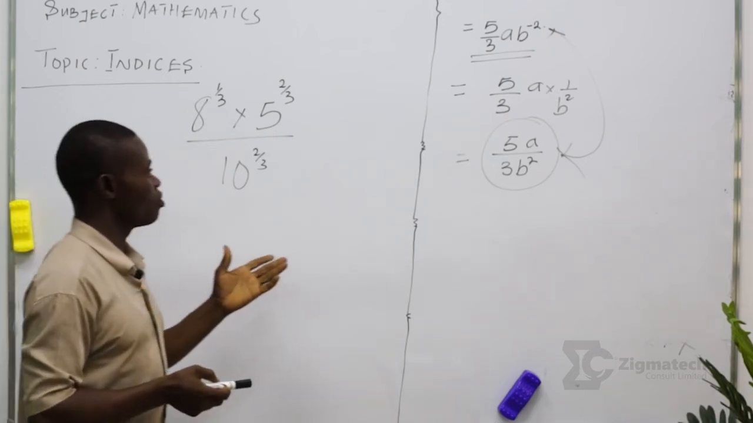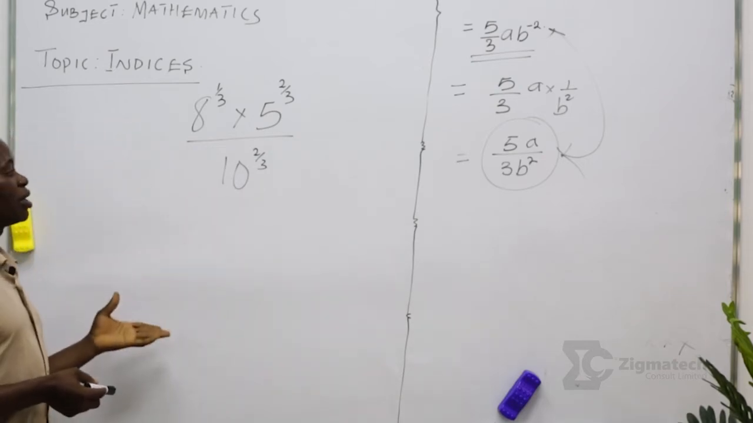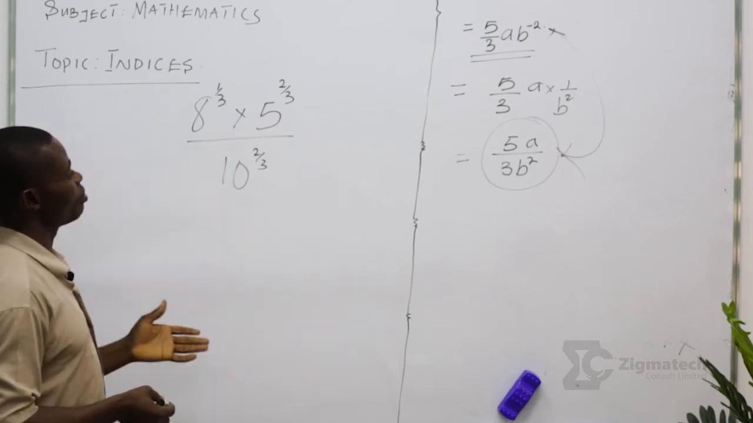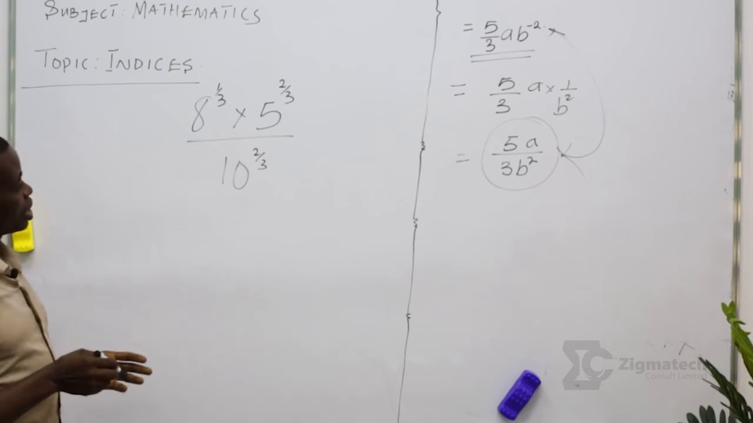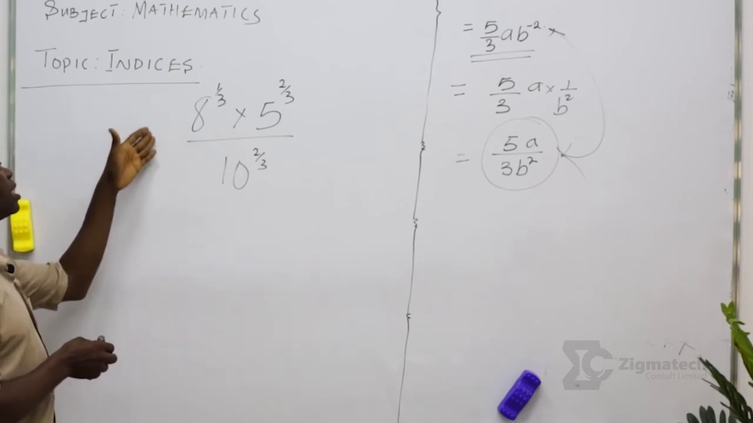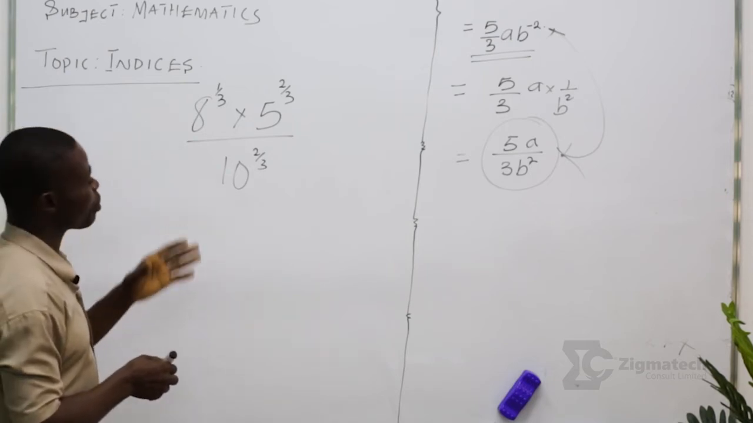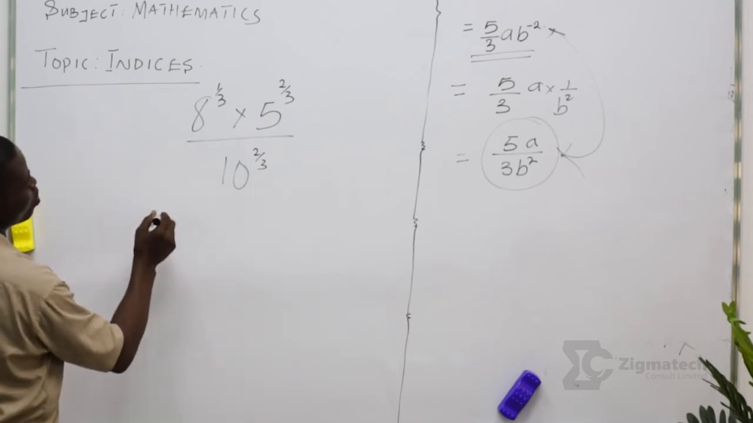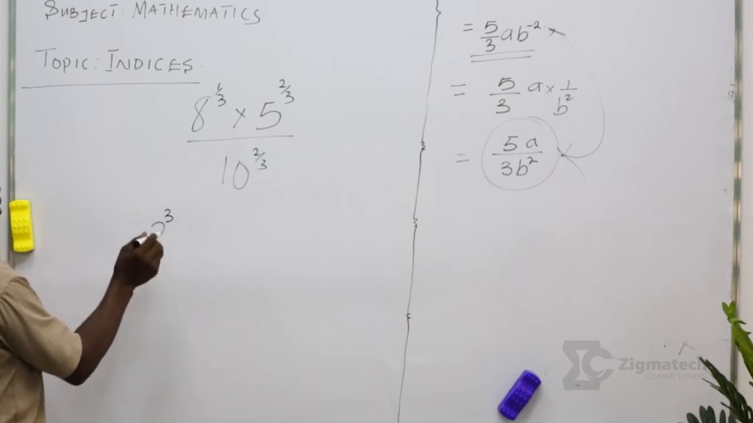Recall that we have some set of prime numbers we make use of in indices. Is 10 a prime number? The answer is no. Is 5 a prime number? Yes. Is 8 a prime number? No. What do we do? Reduce 8 in such a way that, when you write it in index form, the number raised to a particular power will be a prime number. So what do you think is the number? It is 2. 2 raised to the power who? 3. I have reduced 8 into 2 raised to the power 3.